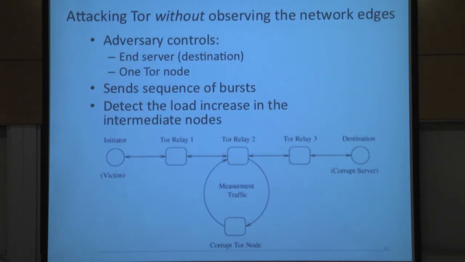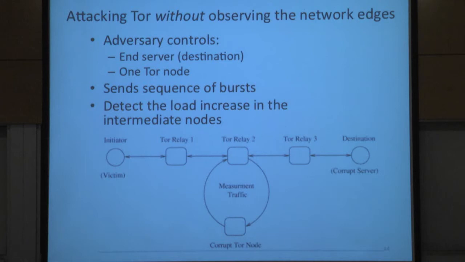Okay. So you can also attack Tor without observing the network edges. This is an attack in which the adversary controls a website and a Tor node, okay? And cannot observe the network at any other point. The idea here is that the target connects to my website, and then I want to guess the sequence of Tor relays that the client is using. I already know the exit because it's the one connected to my website.